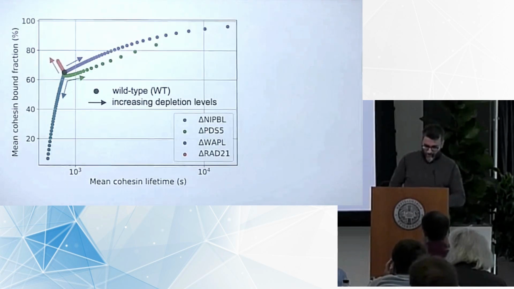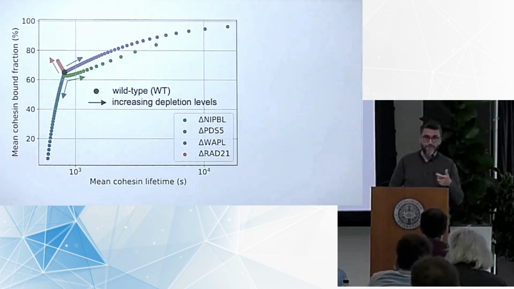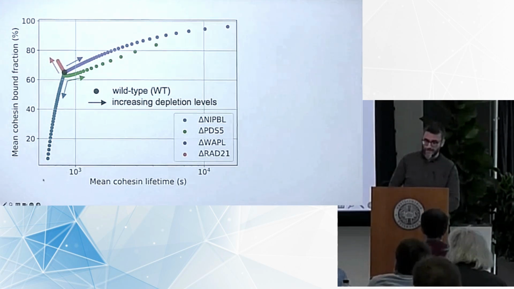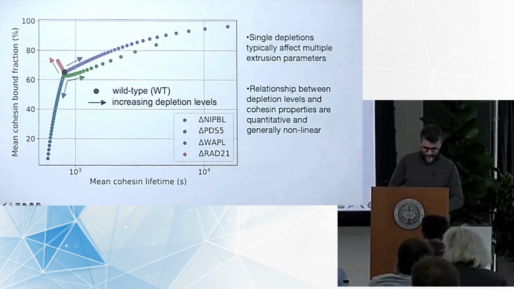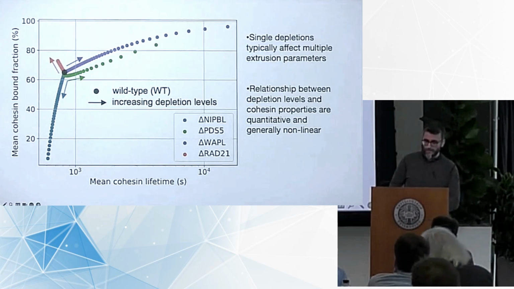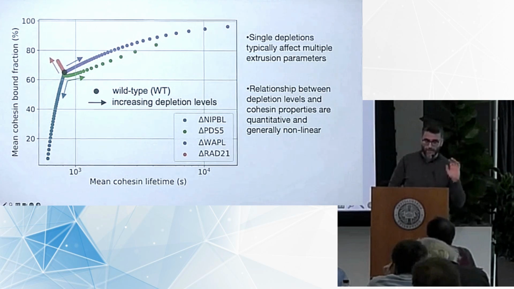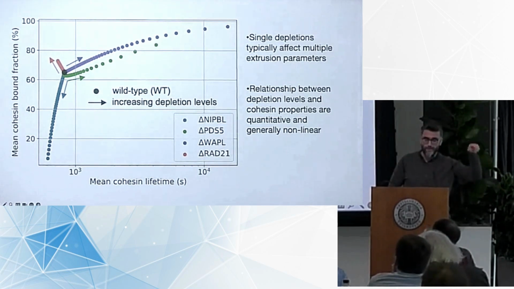We found it useful to also visualize the impact of the different regulators versus multiple extrusion parameters on 2D plots. This plot shows the lifetime on the x-axis versus the bound fraction for 4 different subunit depletions. They depart from the wild type level, where the dots are 1% increments of depletion from 0 to 99%. So you can see this WAPL, let's focus on that. WAPL is increasing bound fraction a bit, and noticing the log scale on the x-axis, is increasing the lifetime a whole lot. And something that comes out of this model is that different subunits really do have different roles for modulating extrusion parameters, just depending upon where they are in the reaction cycle.